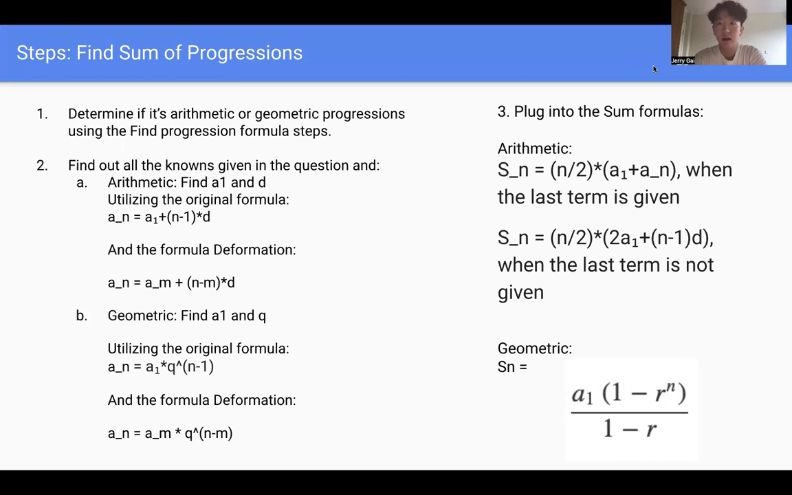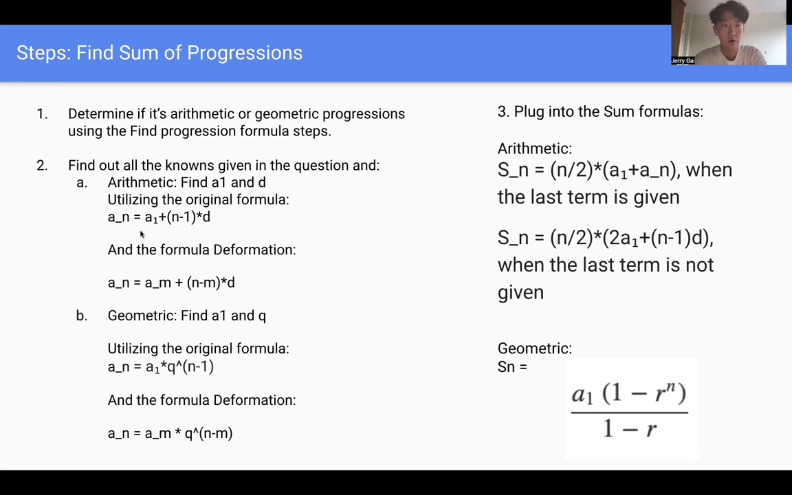Okay, so here I summarize how to find the sum of progressions. First, you need to determine if it's arithmetic or geometric. Use the steps that we discussed before. Then you look at all the information that's given in the question. And if it's arithmetic, you need to try to find A1 and D. And there are two formulas that you can use to find A1 and D.